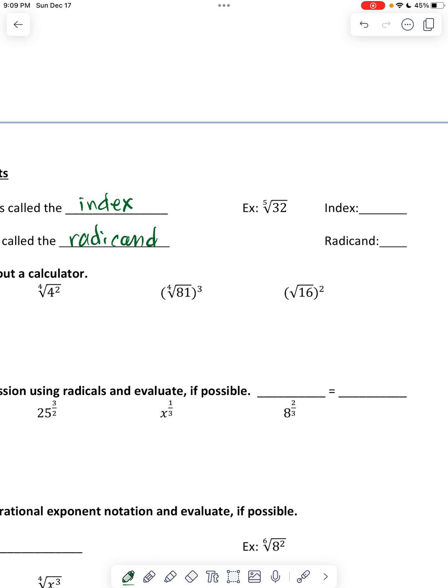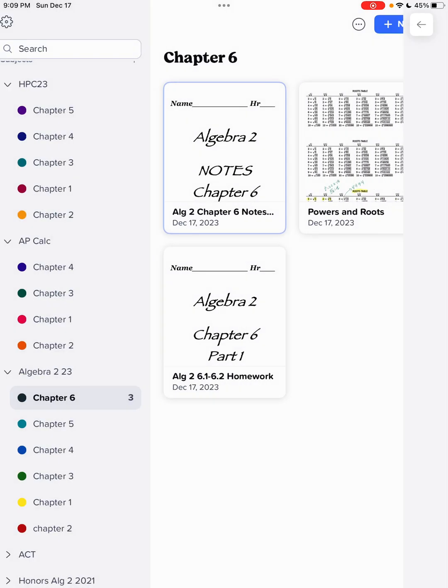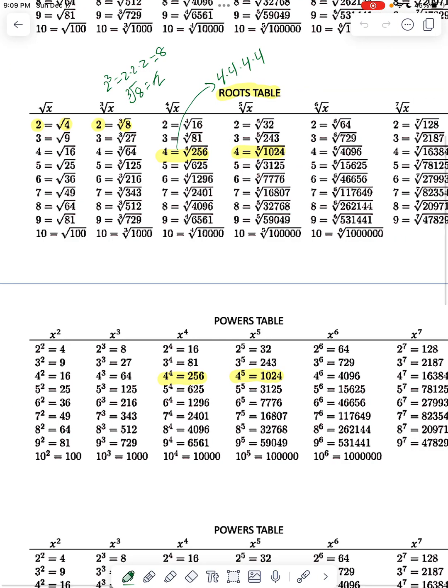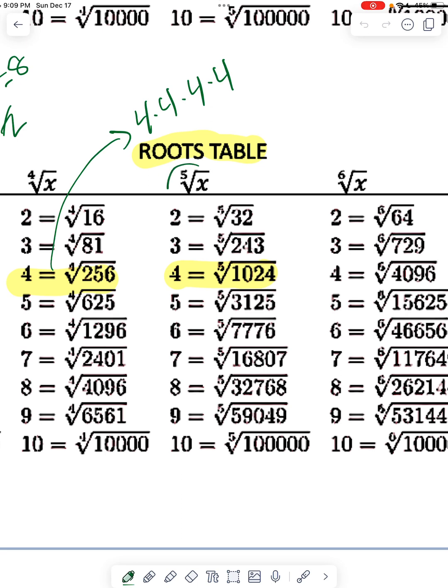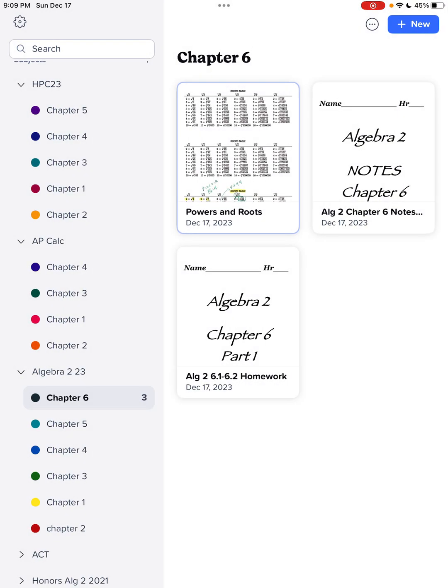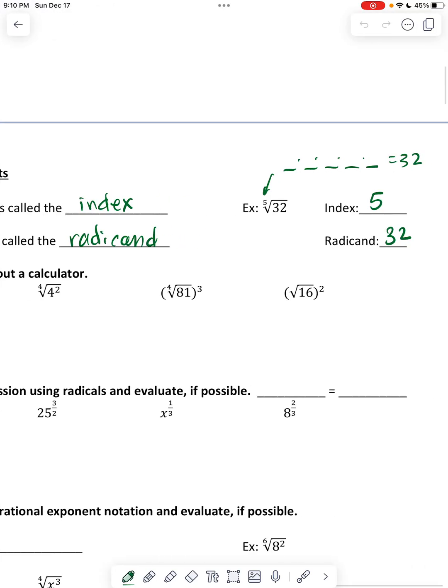So for example, this is the index 5, and we'd be looking for something that goes 1, 2, 3, 4, 5. It multiplies by itself 5 times to give us 32, which is the radicand. And by the way, if you look at your chart real quick, you would say, okay, I'm looking for the fifth root of 32. So this is in my fifth root column. Fifth root of 32 is a 2, meaning that 2 times itself 5 times would give us that 32.